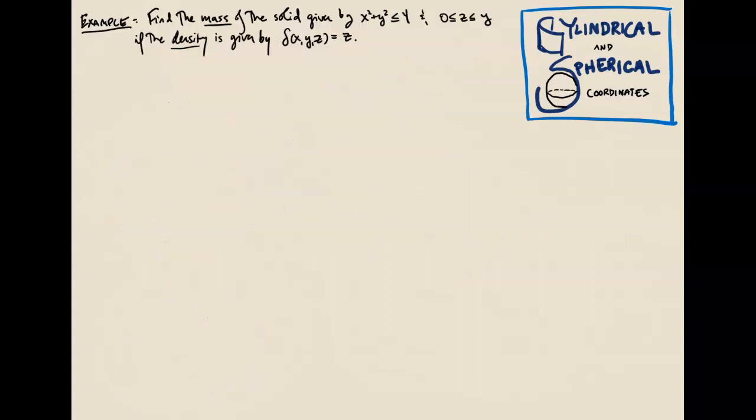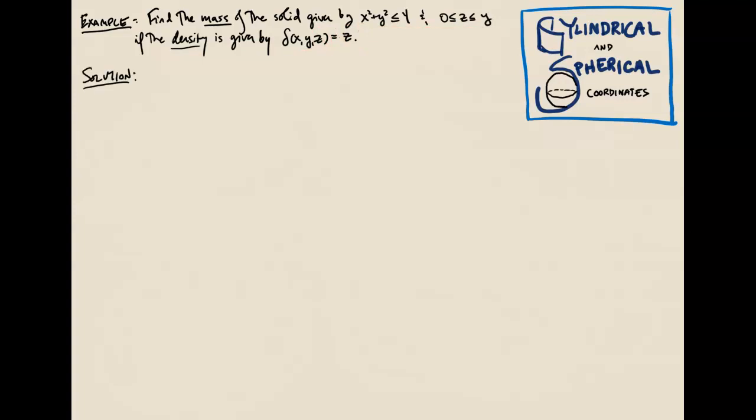So let's see. For our next example, we're going to find the mass of a particular solid, namely the solid given by these two inequalities, x squared plus y squared is less than or equal to 4, and z is between 0 and y. And we're going to find the mass given this density function, which is a particularly simple one. The density at any point is just its z-coordinate. The first thing we need to do is draw this, of course.